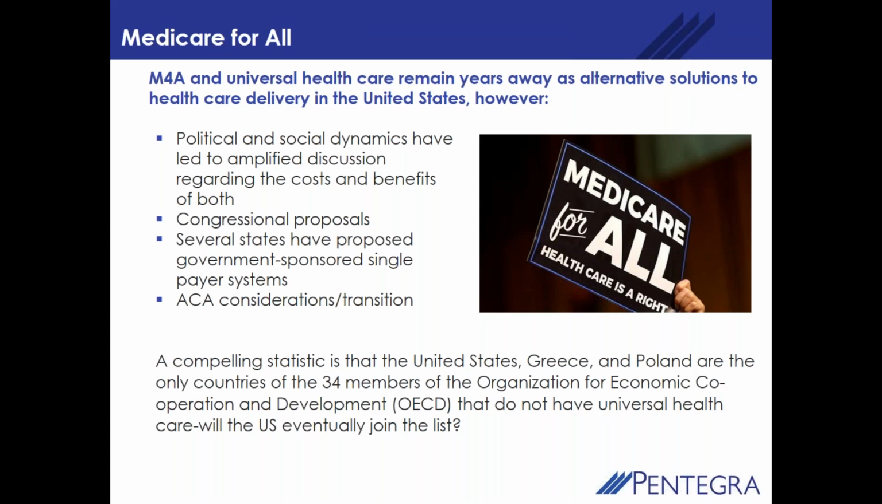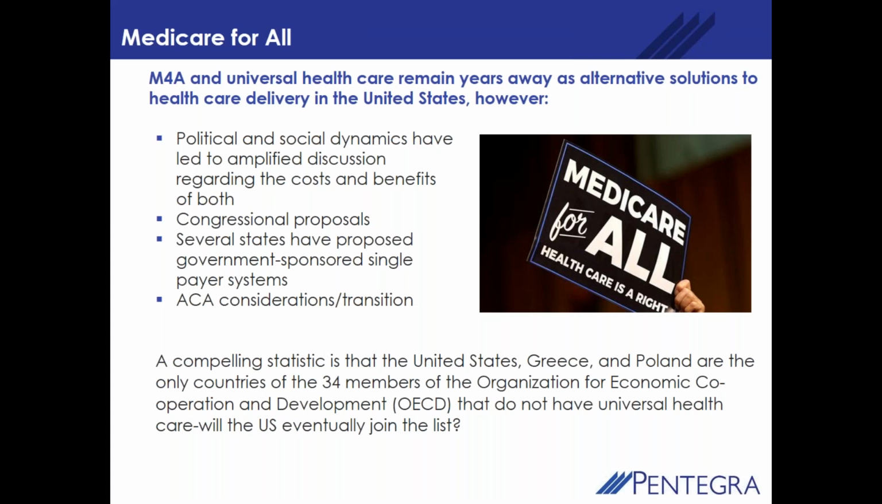Of course, the ACA, the Affordable Care Act, that's the delivery platform now, or one of the major ones. So there has to be certainly consideration of, first of all, how is the ACA going to evolve, and how will that be able to transition to a universal health care system? Again, though, Medicare for All is certainly not something that's going to happen in the next few years, but it is being discussed.